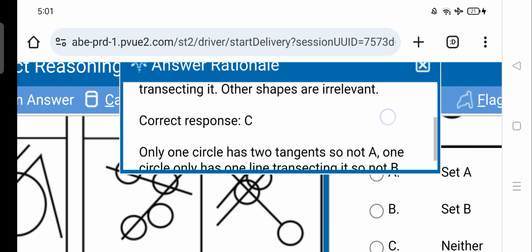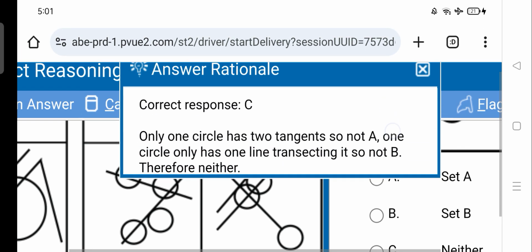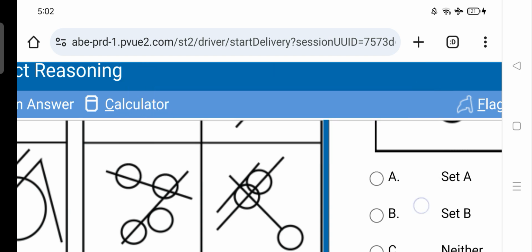So the correct response we have is option C, as only one circle has 2 tangents, so not A. One circle only has one line transecting it, so not B. Therefore, neither. So the correct response we have is option C, that is neither.